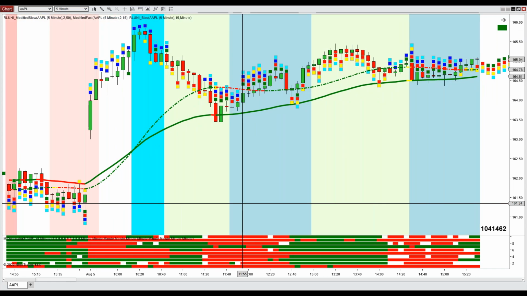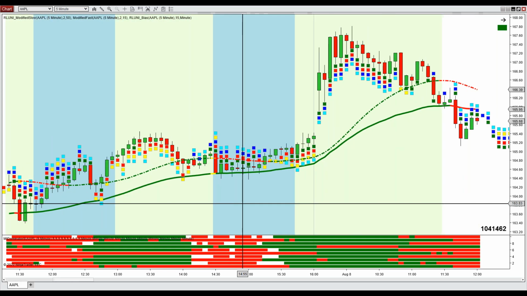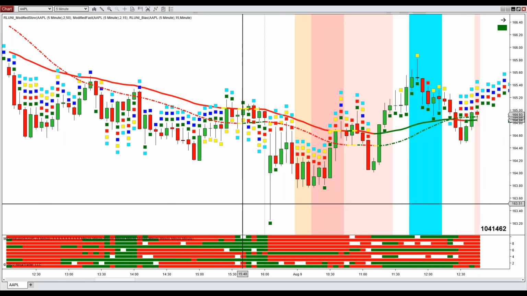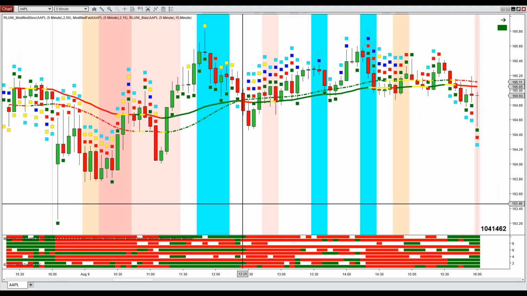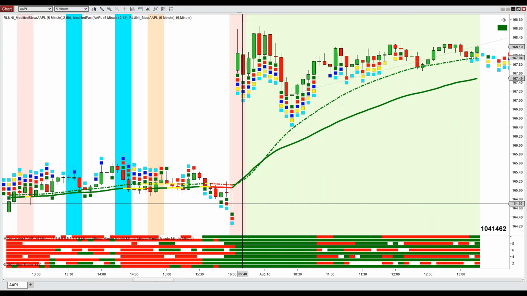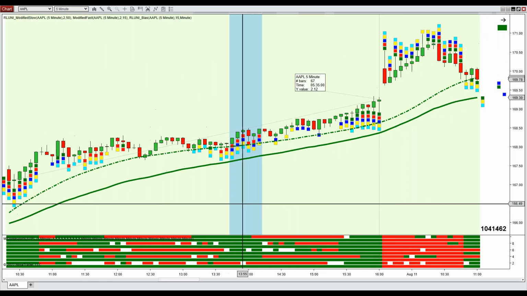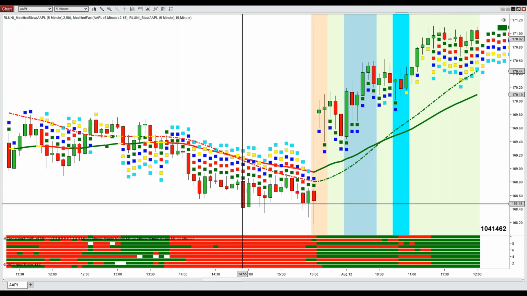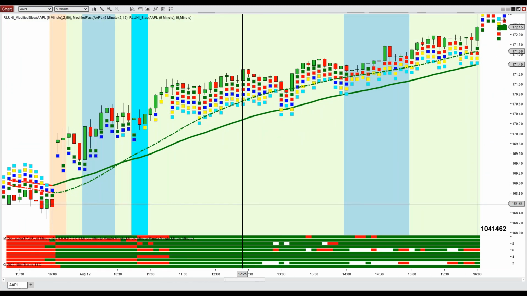So Apple is very volatile. It's been hard to trade. Now, Apple may be better on a 15-minute. We'd have to experiment with it. 5 minutes may be a little too fast for it.